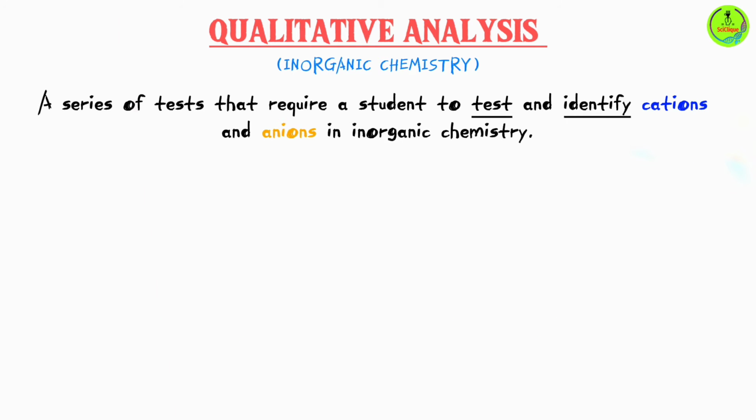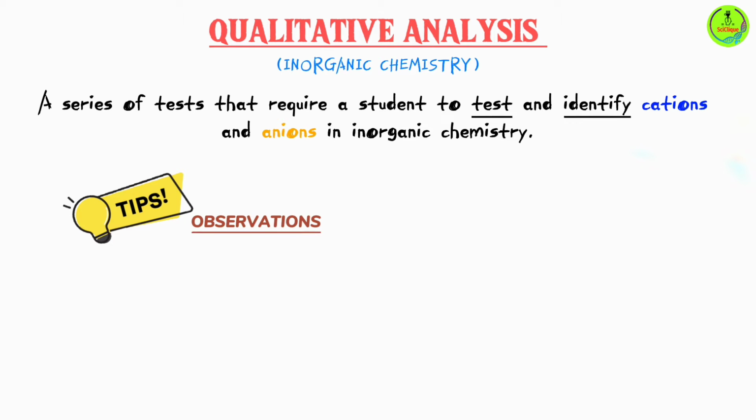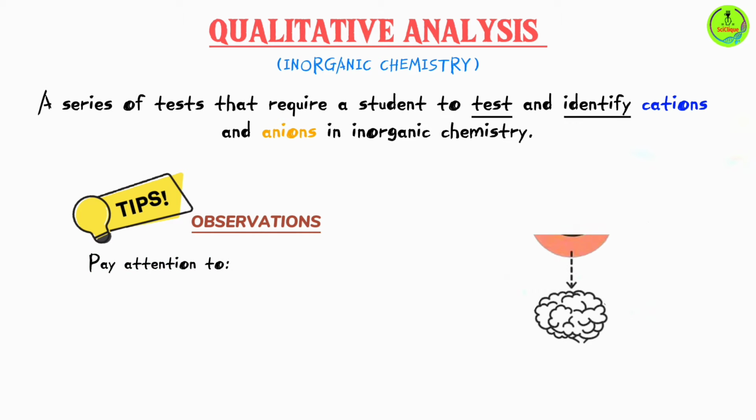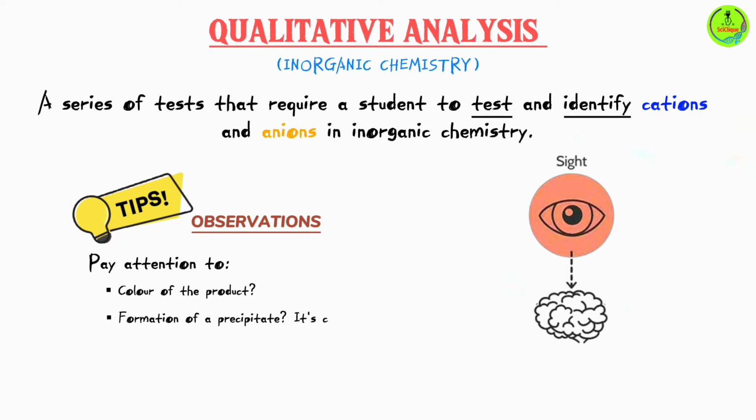Before I proceed with the individual tests, I would like to mention a few general tips. Of course, as we move along, I'll be discussing more tips and observations. In qualitative analysis, what are you looking for? Number one has to do with what you're seeing. What is the color of the product that has been provided? Was a precipitate formed, and if so, what is its color?